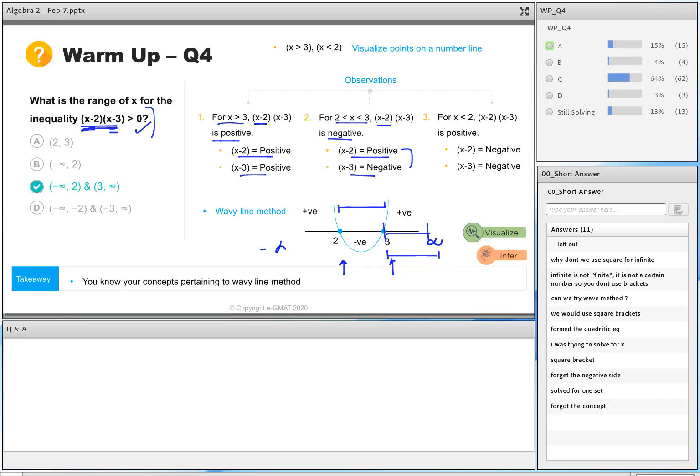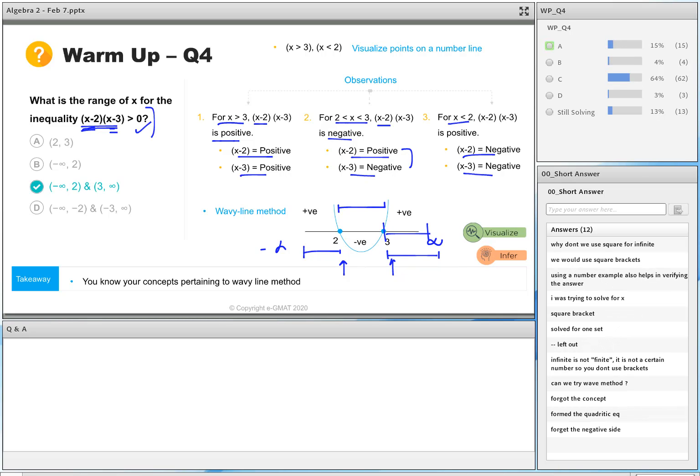The third region is from minus infinity to 2, which is x less than 2. Now, if x is less than 2, x minus 2 is a negative number, and x minus 3 is also a negative number. What happens when we multiply two negative numbers? We get a positive product. Is it aligned with our question? Yes, again it is. So this is a region which we can consider for an answer. So we had two regions in this question which we could consider for our answer. The first is from 3 to infinity.